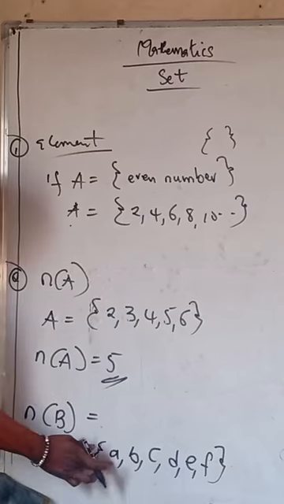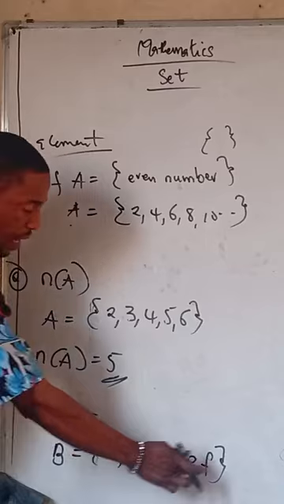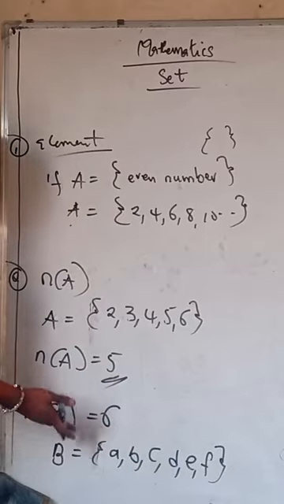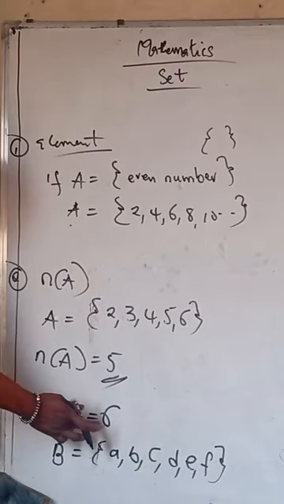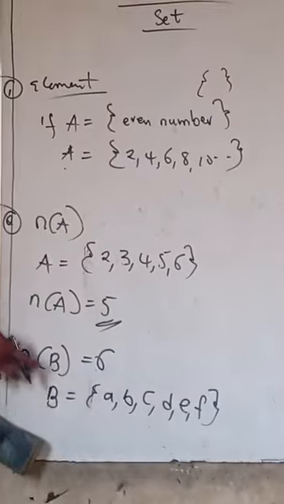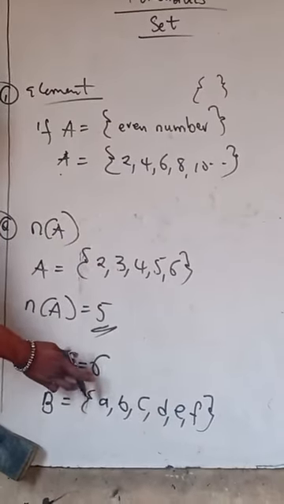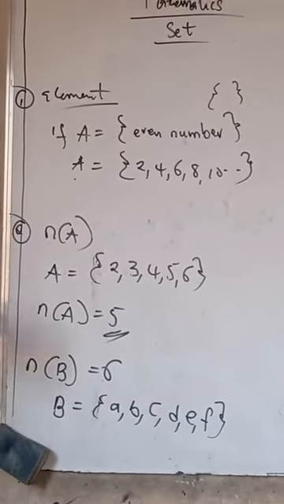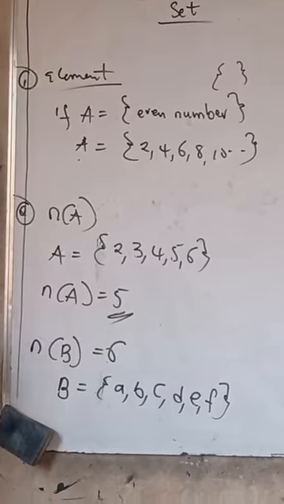You have your A, 1, 2, 3, 4, 5, 6. So this is what? 6. So these are 6. You have 6 members in set B. So that is it for it.